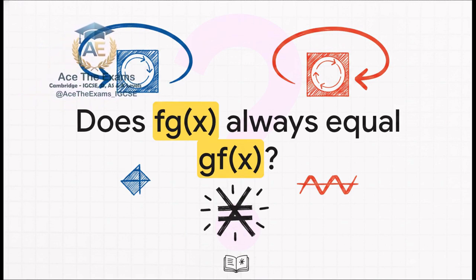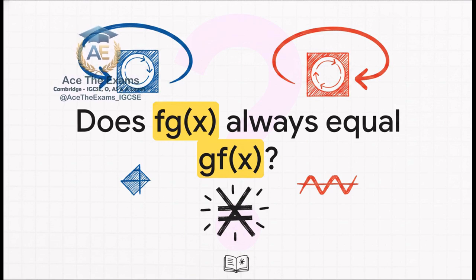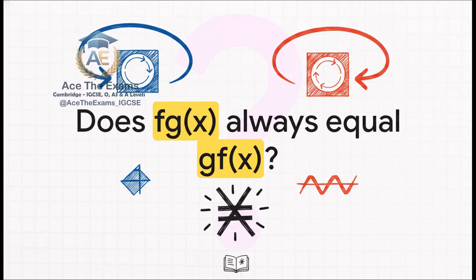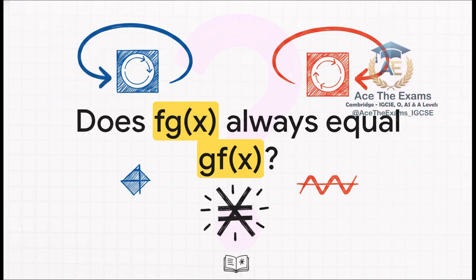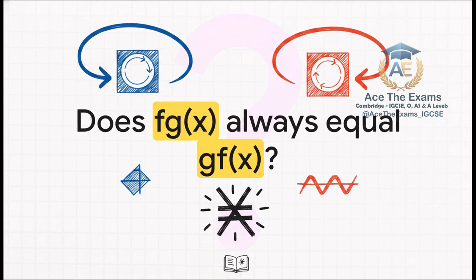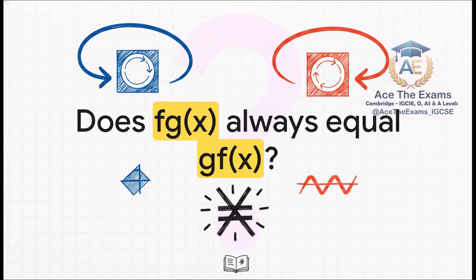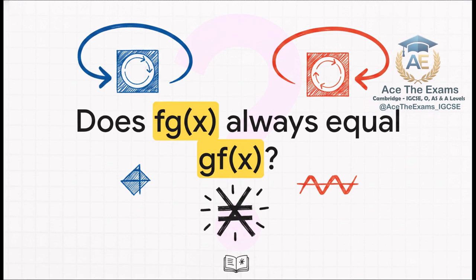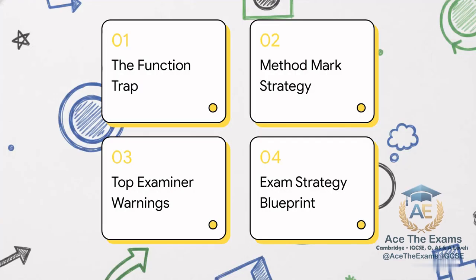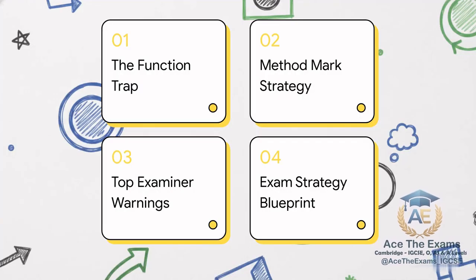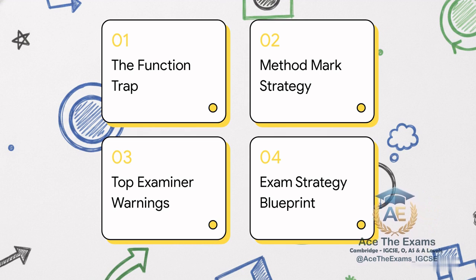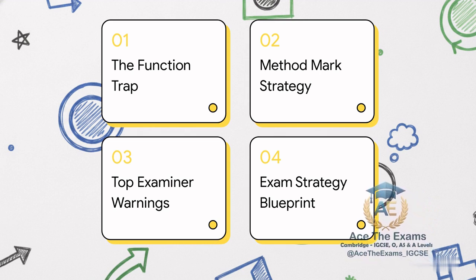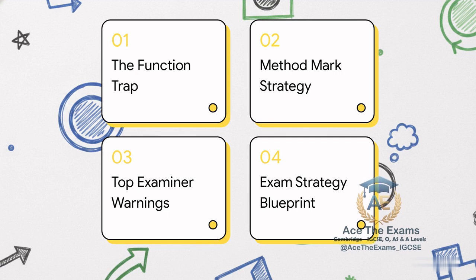If function f means double a number and function g means add 1, doing g and then f means you add 1 and then you double it. That gives you a wildly different result than if you doubled it first and then added 1. Applying g then f is almost always going to give you a completely different mathematical outcome than f then g. No way around it. So here is our game plan to get you those top marks. We're going to start by identifying that core misconception. Then we'll move into the method mark strategy, look at some huge warnings straight from the examiners, and finally build out your foolproof exam strategy blueprint.